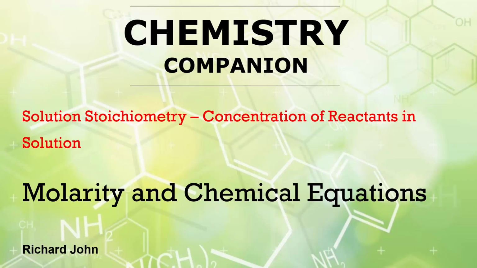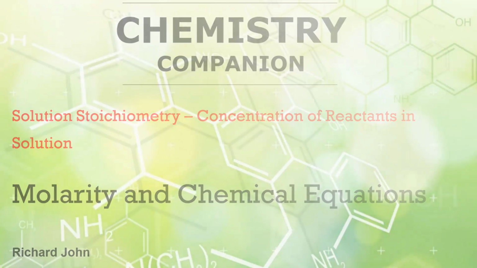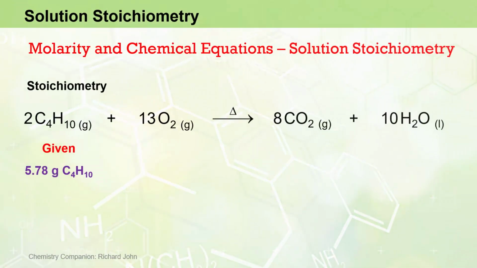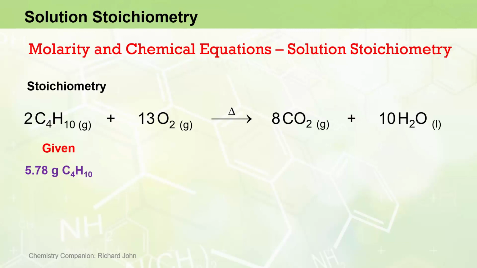In this video, we use the molarity equation in combination with balanced chemical equations to carry out some very useful stoichiometric calculations for reactions in aqueous solutions. You may recall from an earlier video in this series that we were presented with this stoichiometric problem: the combustion of butane in the presence of oxygen to produce carbon dioxide and water, and we were given 5.78 grams of butane and asked to find the mass of carbon dioxide produced.